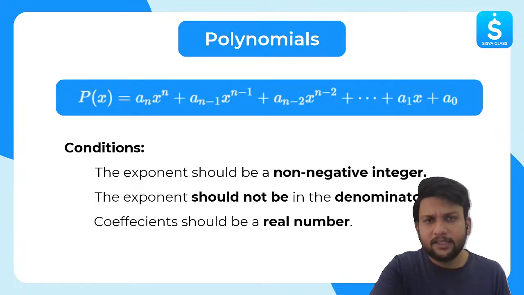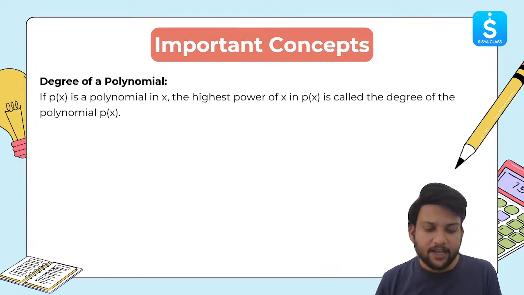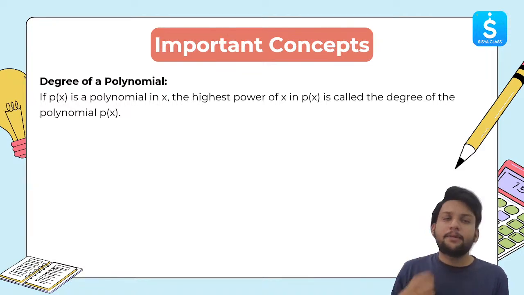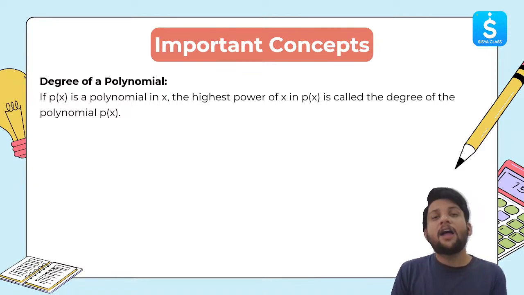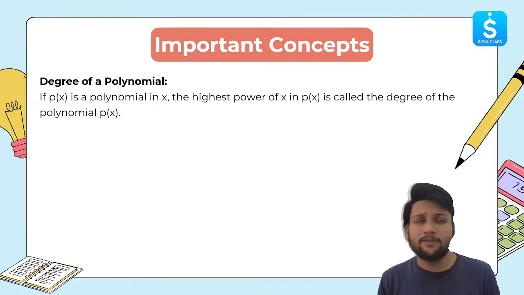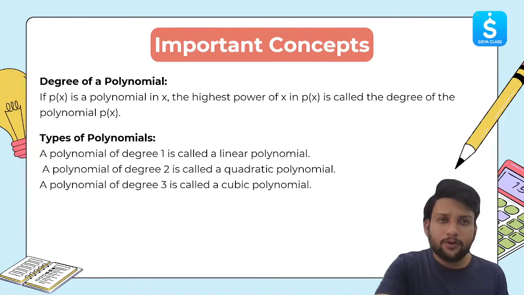Great. Let's move forward. Now, one important thing is, what is the degree of a polynomial? If p of x is a polynomial in x, the highest power of x in p of x is called the degree of the polynomial. So suppose we have x cubed plus 3x squared plus 4x plus 1, what is the degree? 3. I am pretty sure this is very basic. I'm not going to waste time on this.